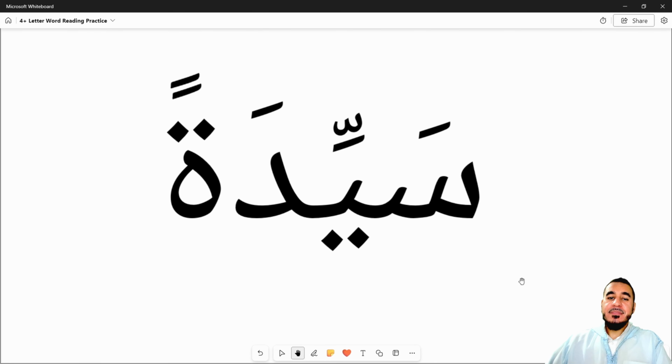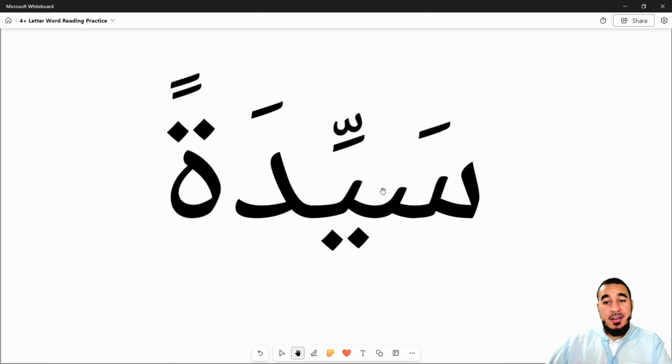All right. What about this word? We've got the seen at the start with a fatha. We've got the ya here, and the ya has a shadda above it. But it also has this line above the ya, but below the shadda.